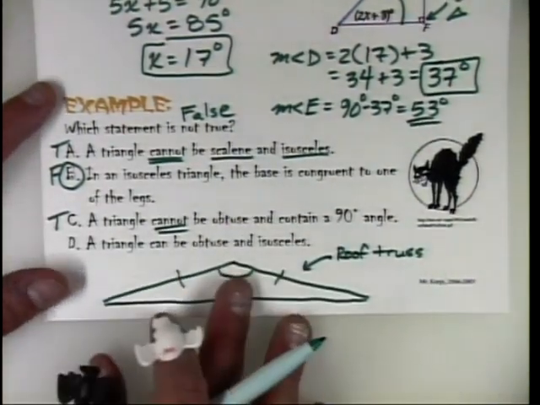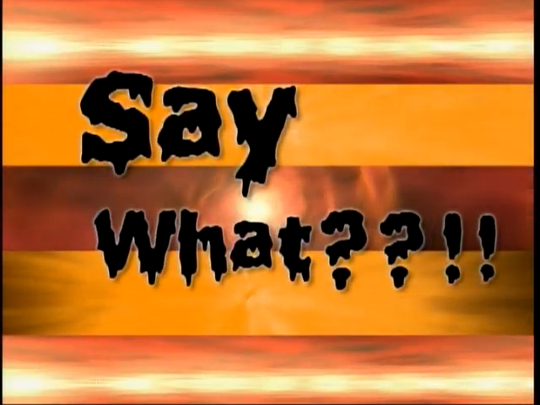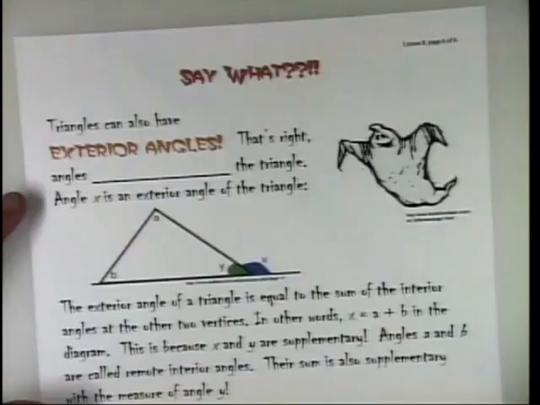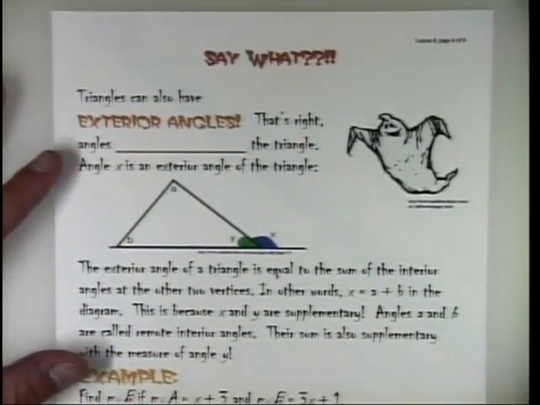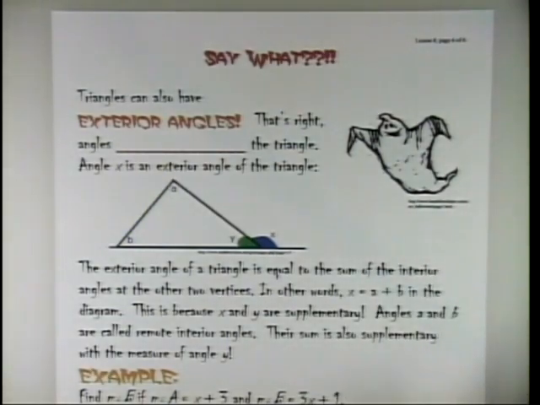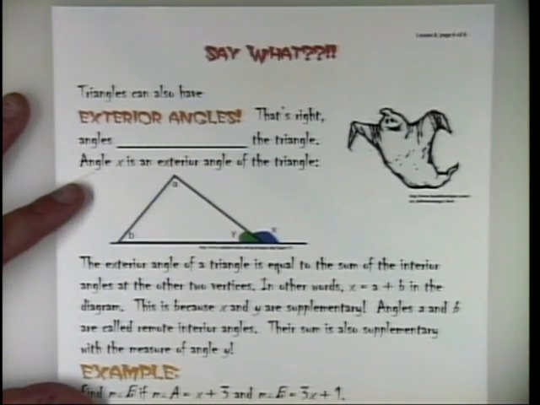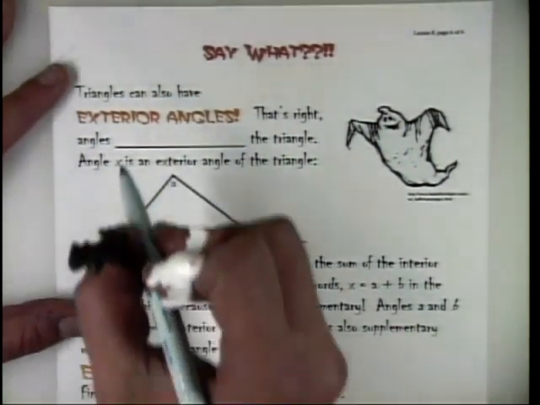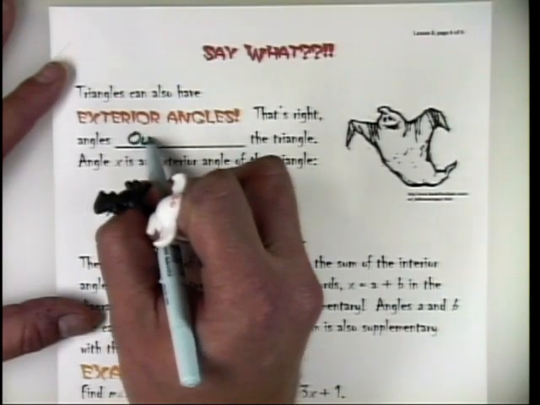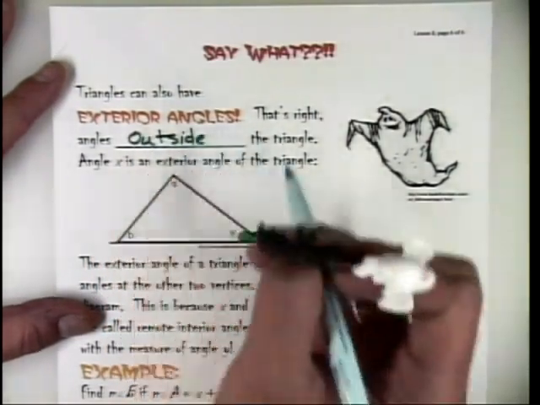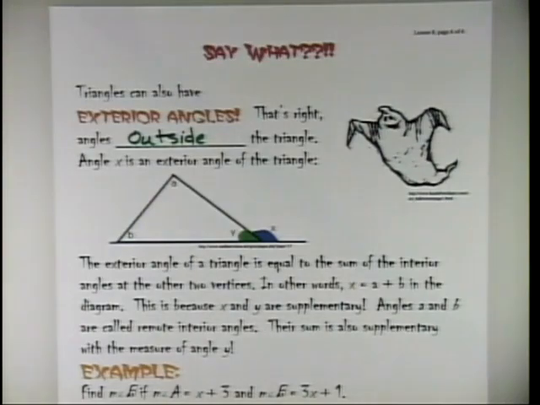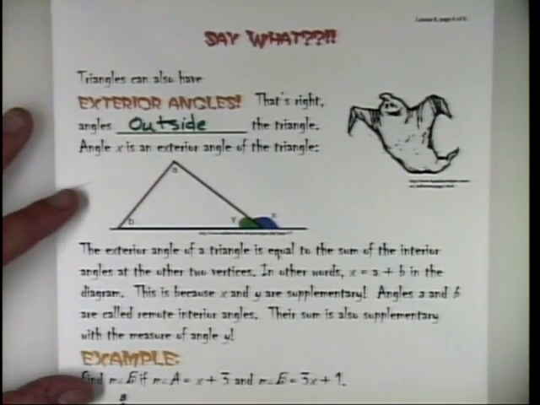Okay, now it's time for my favorite part of the show called the Say What, Man? Okay, here we go. I've been talking a lot about interior angles of these triangles, and you've been like, well, interior, of course, that's what a triangle has. Well, would you believe it that triangles can also have exterior angles? Yeah, that's right. That's angles on the outside of the triangle, okay? Outside.